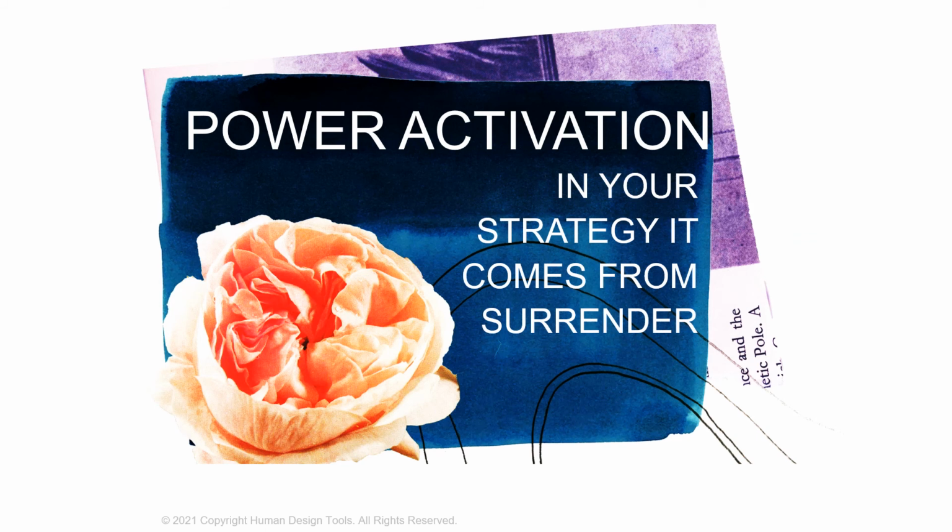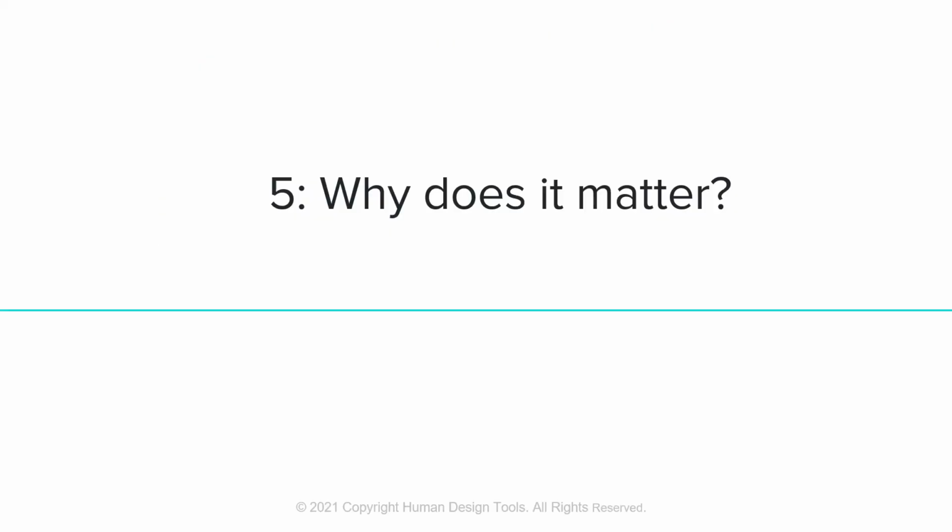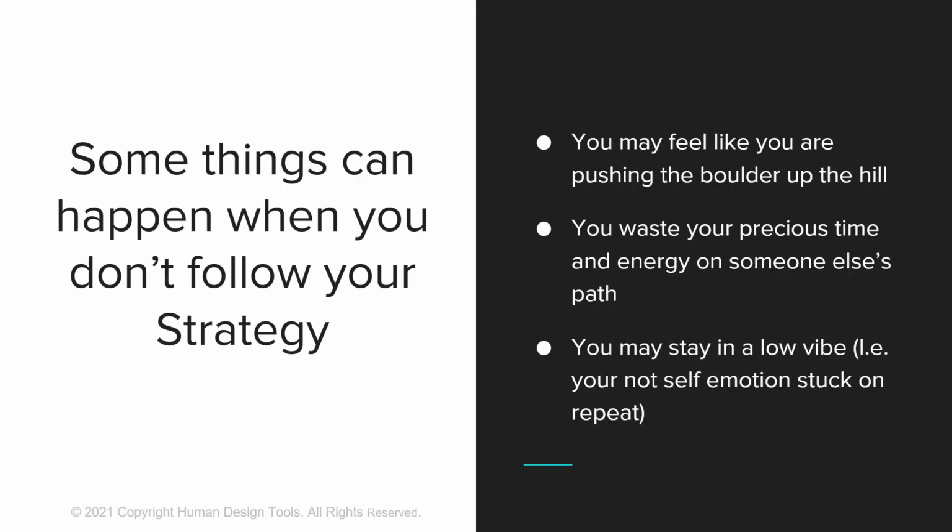So for all 5 types, you can be empowered in your type and in your strategy in particular when you surrender to it. When you try to control, you end up resisting the flow. So why does this all matter to you? It matters because some things can happen when you don't follow your strategy. So this is when you're going to be in the resistance.